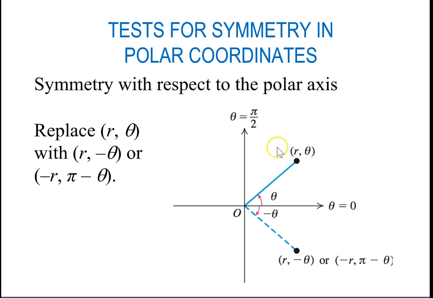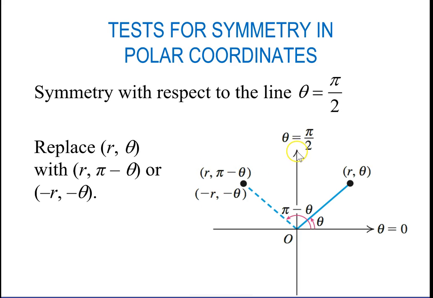Well, to test for x-axis symmetry, we put a negative theta in for what we have here. If you put a negative theta and you come up with the exact same equation that you had before, you've got symmetry with respect to the polar axis.